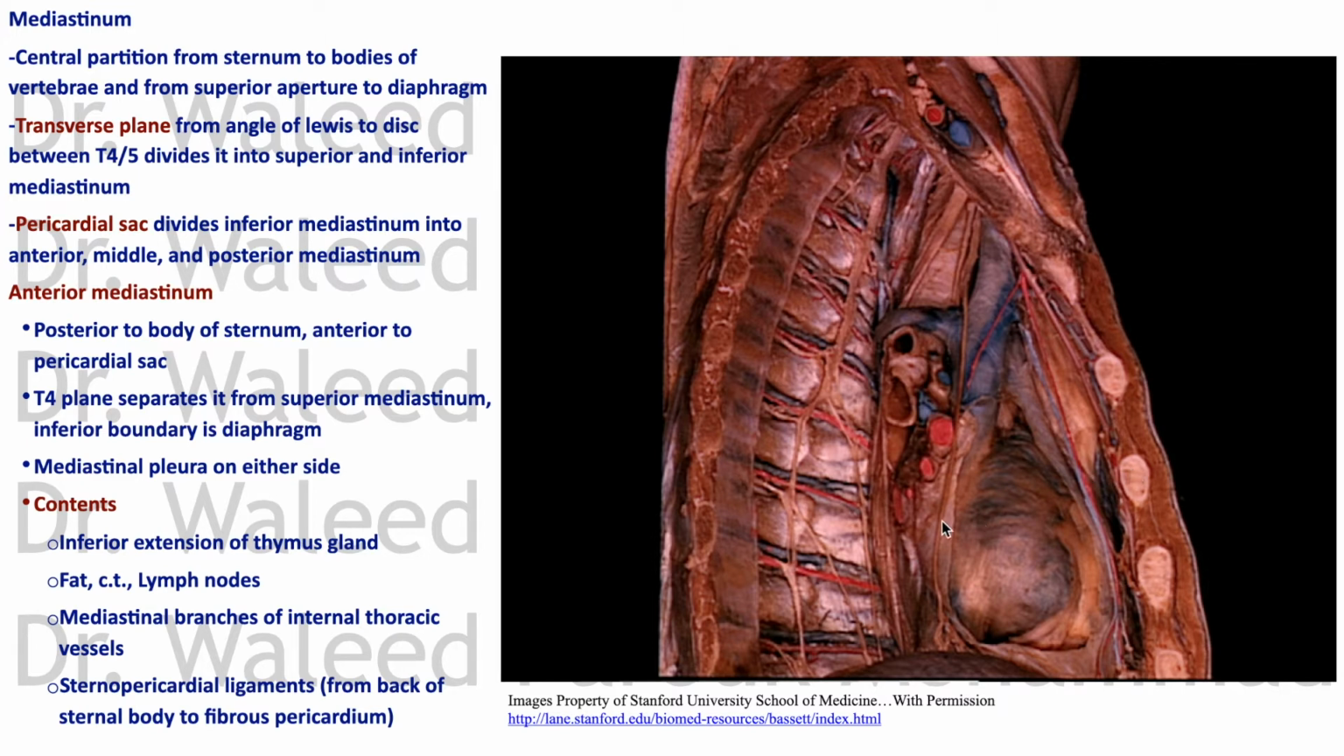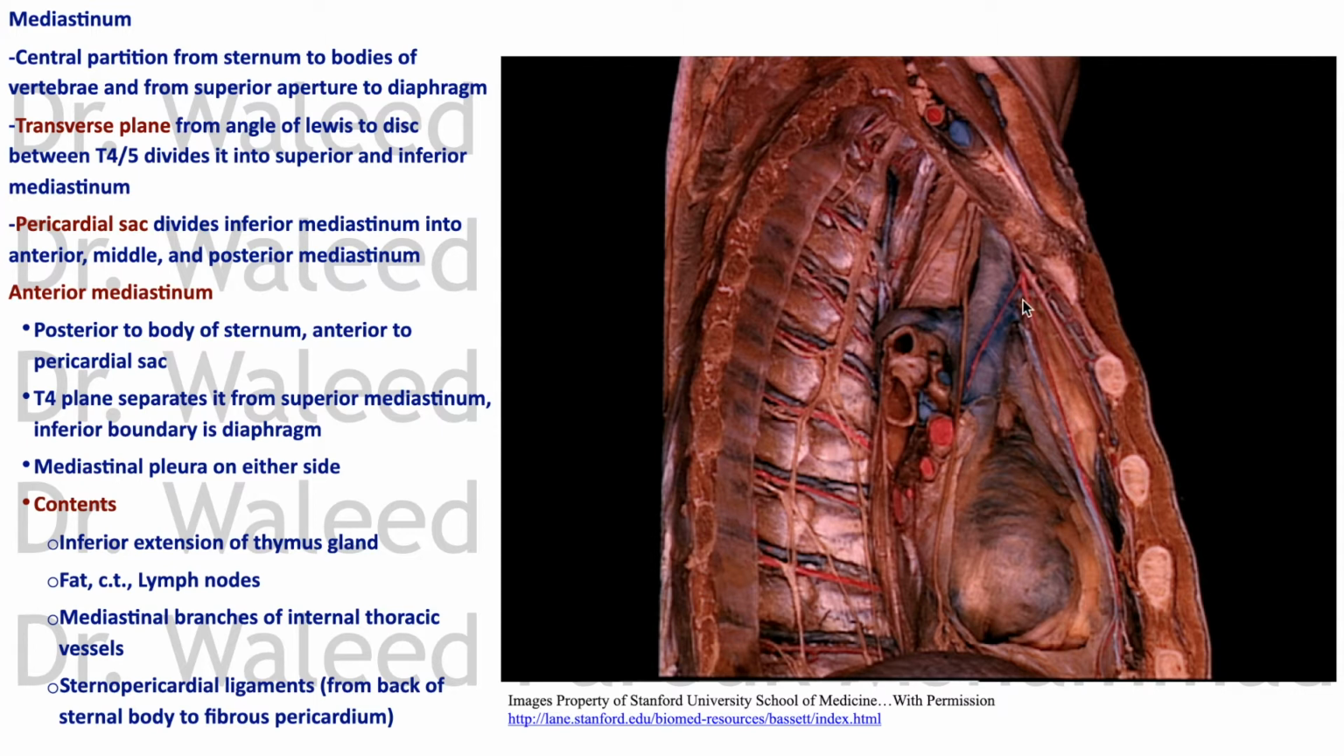It's posterior to the body of the sternum and anterior to the pericardial sac. Of course, this is not a sagittal section here. This is a parasagittal section to the right side of the pericardial sac to show you the whole thing. We said the anterior mediastinum is limited above by the transverse plane, and it has the mediastinal pleura on each side. This is logic.